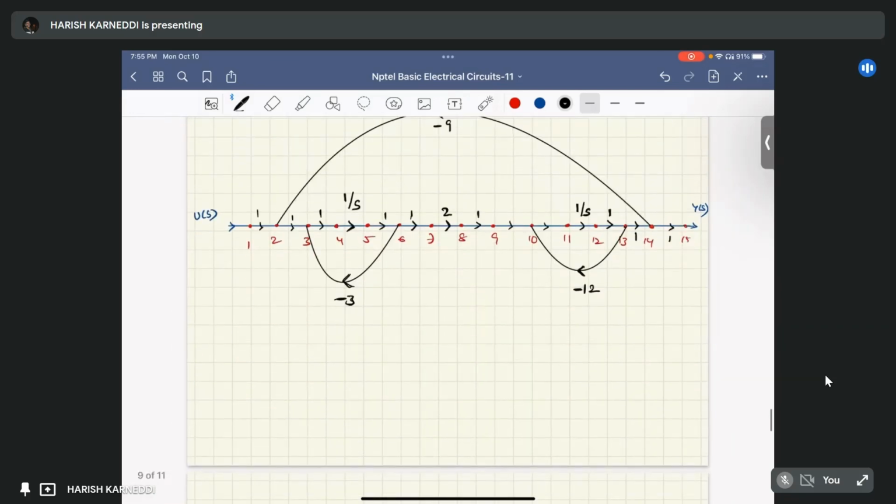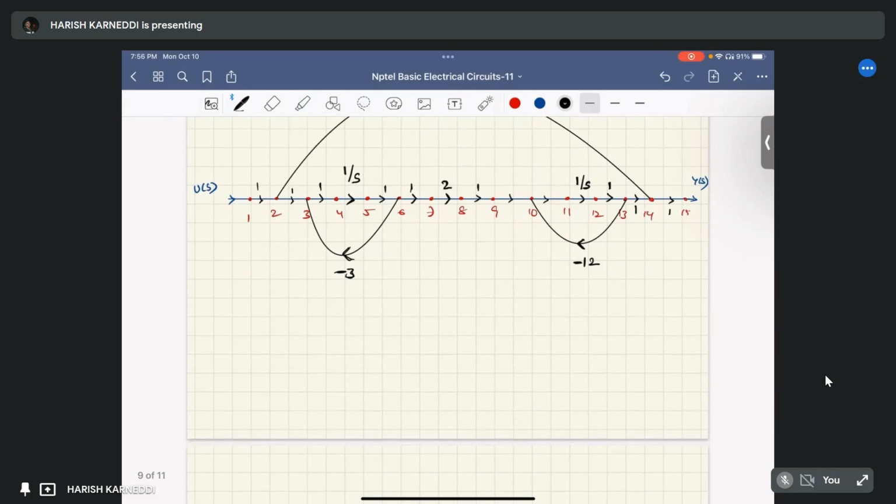Okay, the gain of the signal flow graph, sorry, the transfer function from the signal flow graph is Y(s) by U(s) equal to 1 by delta.